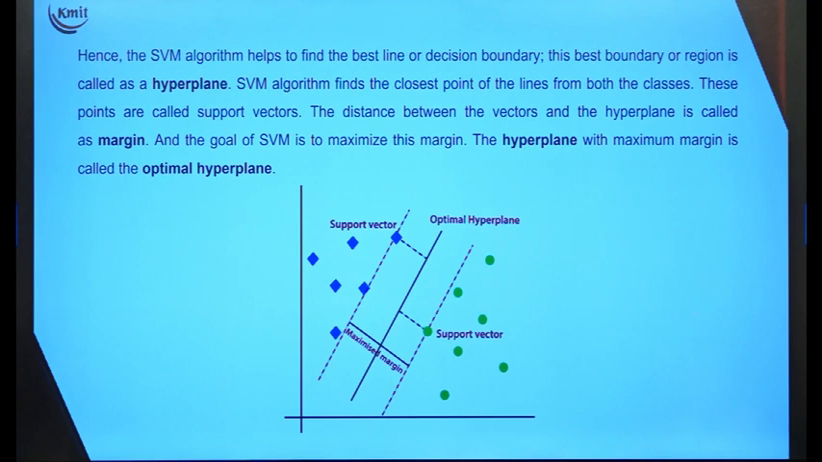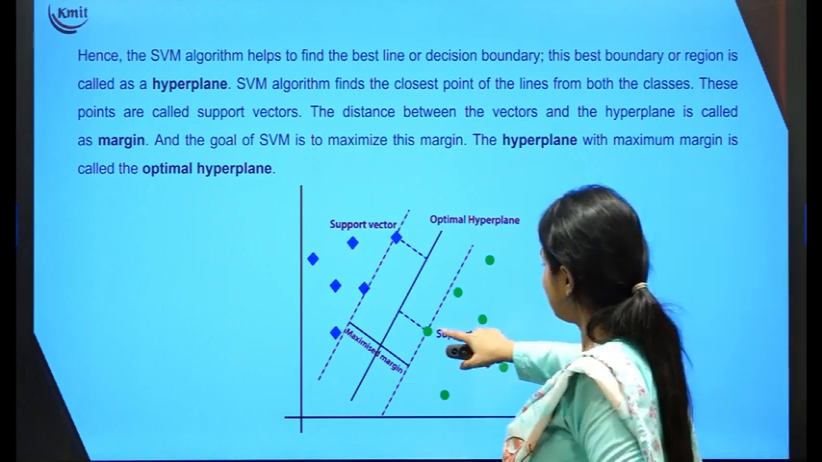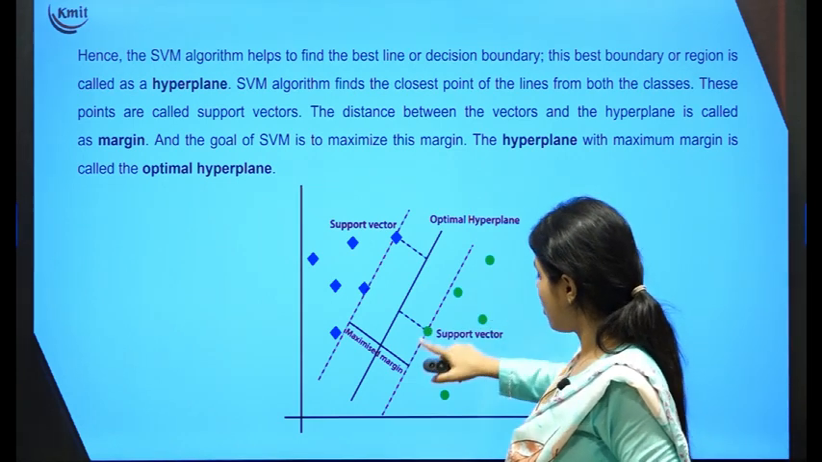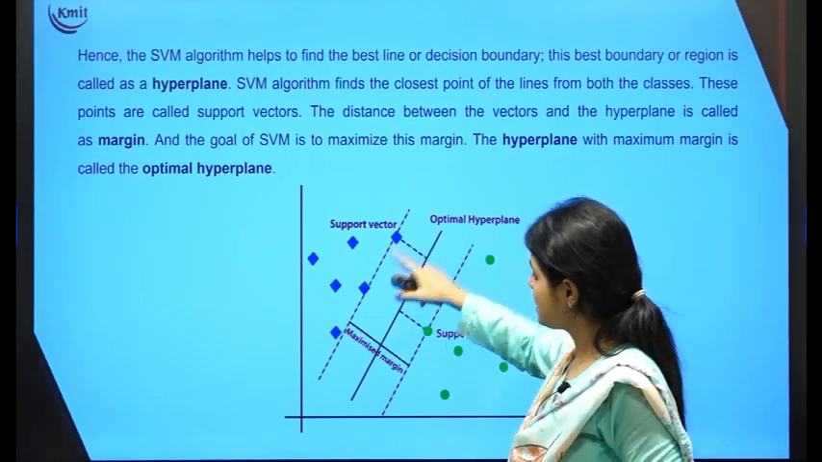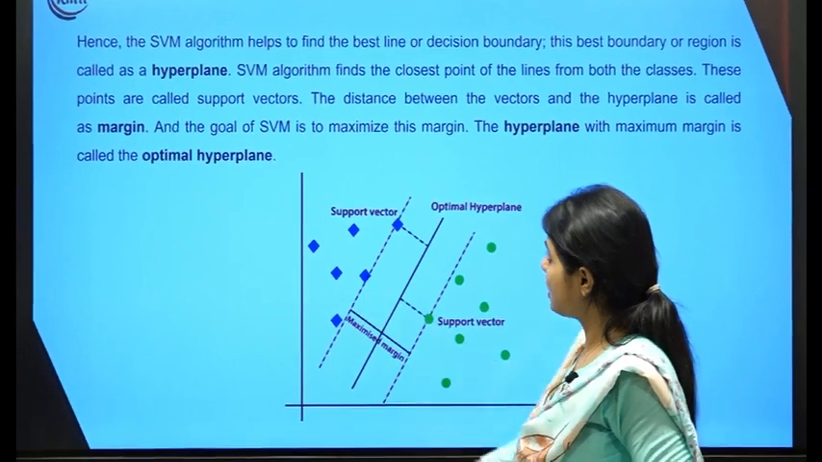Now the SVM algorithm finds the best line by finding the closest points of the lines from both the classes. As you can see, we are supposed to find the support vectors. So here this is the support vector. I draw an optimal hyperplane. Here I have these three support vectors. I draw an optimal hyperplane.